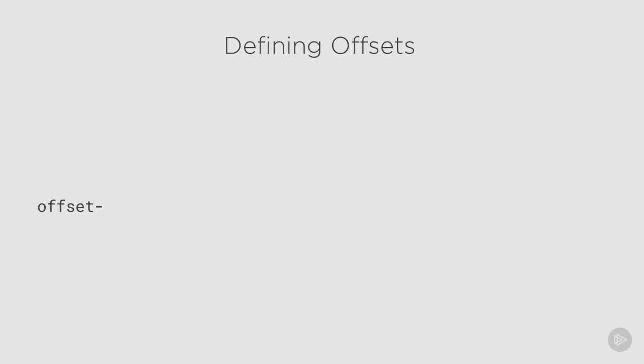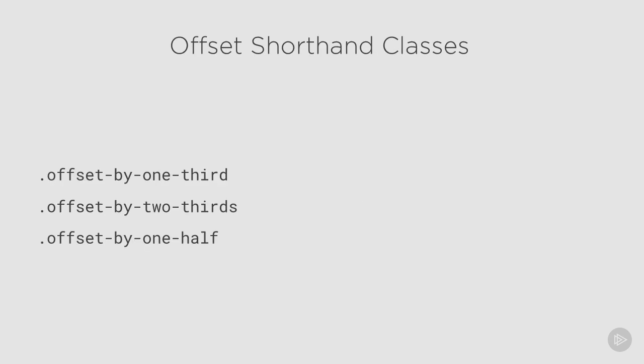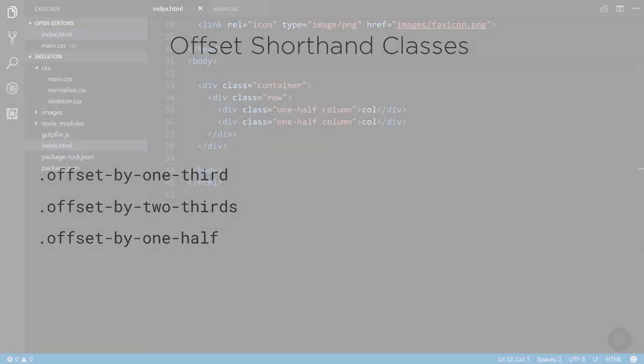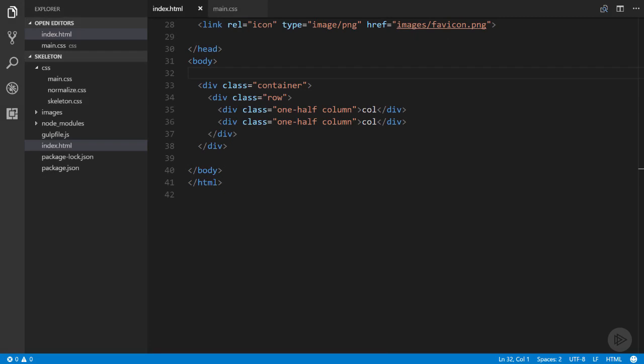To structure an offset, you add a class of offset by and then the number of columns. Skeleton also provides shorthand offset classes of offset by 1/3, 2/3, and 1/2. The number denoted by the offset and the number of columns should collectively add up to 12 columns for the grid system to work properly. So let's give offsets a shot in our project.